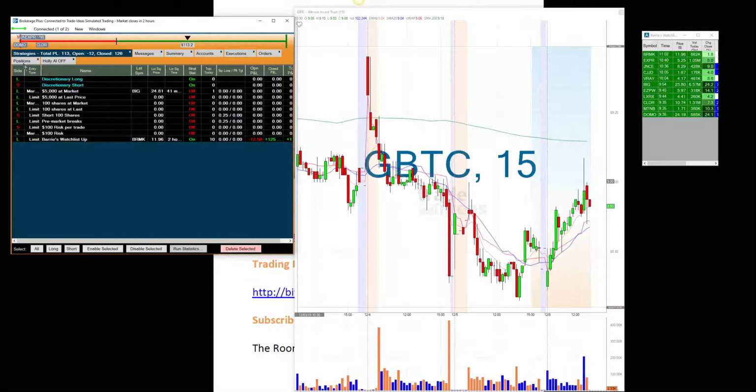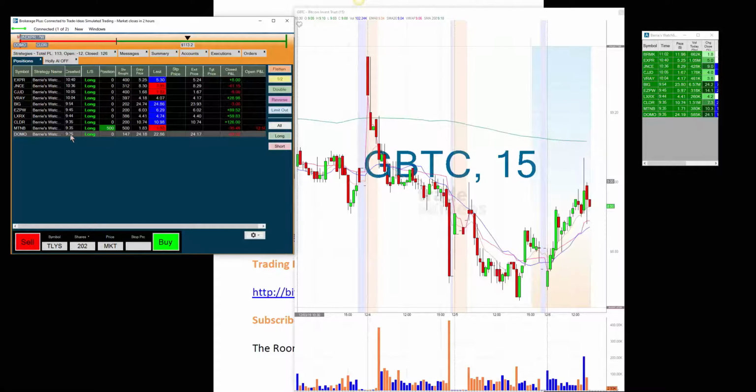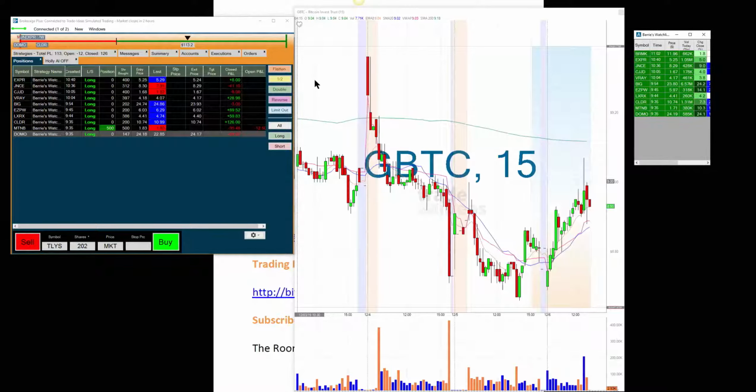So I enabled the strategy, and I got Domo, MTNB, and this is what happened today. Now, because I was a little bit distracted, Domo, for instance, went long. I can't remember what the entry price was. But what happened is Domo popped up and it came right back down and I got stopped out, okay? And so I never would have taken that big a loss.